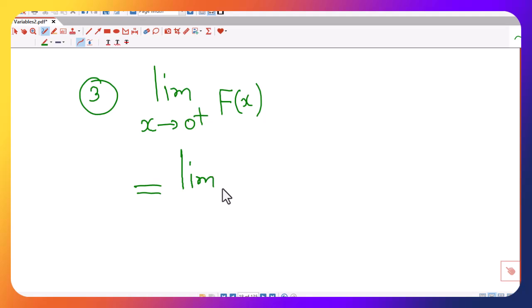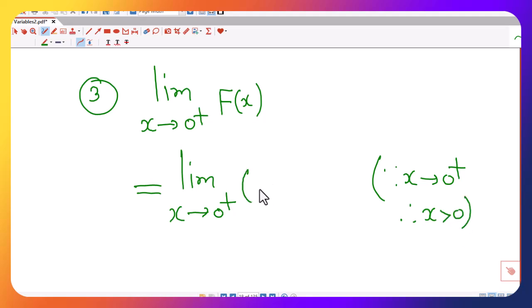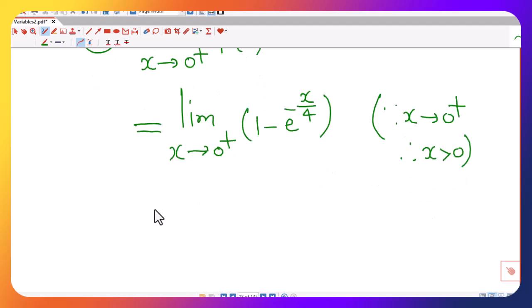This is equal to the limit as x approaches 0 from the right hand side. Now when x is approaching 0 from its right hand side, that means x is positive, and if x is positive, f(x) is given by 1 minus e raised to minus x by 4. And now the limit of 1 is 1 as x approaches 0. This is independent of x, and here we put x equal to 0, so we have e to the power 0, and this is equal to 1.